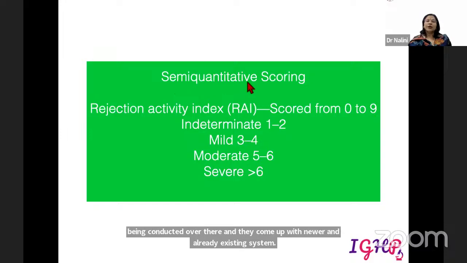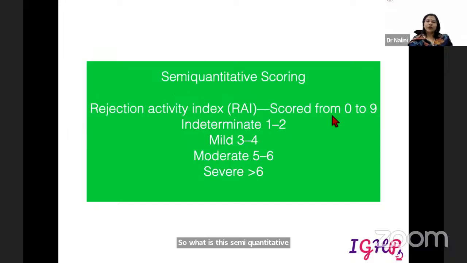So what is this semi-quantitative scoring? Once you have calculated the score from 0 to 9, you are going to call it indeterminate when it is 1 or 2. That means you are not sure whether it is actually rejection or not. Then it could be mild when it is 3 to 4, moderate when it is 5 to 6, and severe when it is more than 6. That is how you are going to score your rejection activity index, and you are going to tell that the rejection is mild, moderate, or severe.